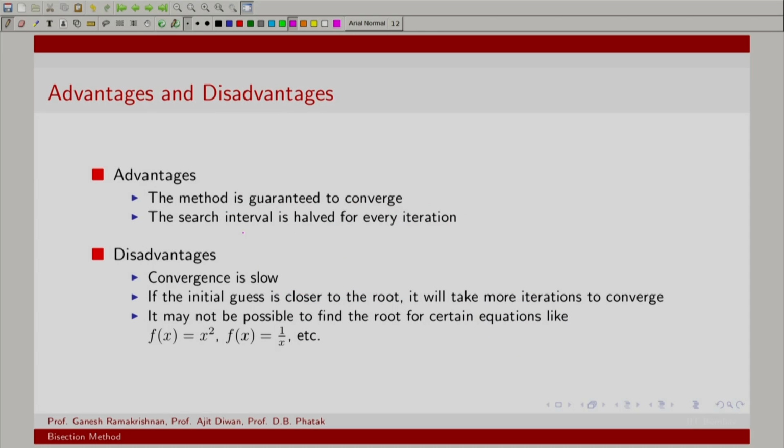This method is guaranteed to converge by design because of both the tolerance parameters and because there is an increment in every iteration. Further, your search interval is halved for every iteration, which means the size of the interval after k iterations, assuming unit initial interval, will be 1 upon 2 raised to k. So as you can see, there is an exponential decay or exponential shrinkage in the interval size. Despite all this, the convergence is slow.